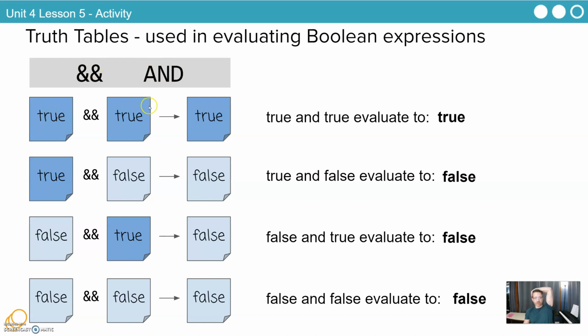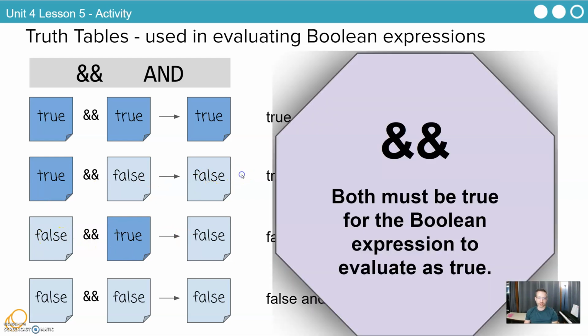So true and true is true. True and false is false. So if there's a false in there anywhere, it's going to be false, okay? Ands only work if they're both the same. And in this case, I'm sorry, ands, if it's truly true and true, it's going to give true. If it's false and false, it's going to give false. But in this case, if there's false anywhere, it's false as well, okay? So both must be true for the Boolean expression to evaluate to true, okay?